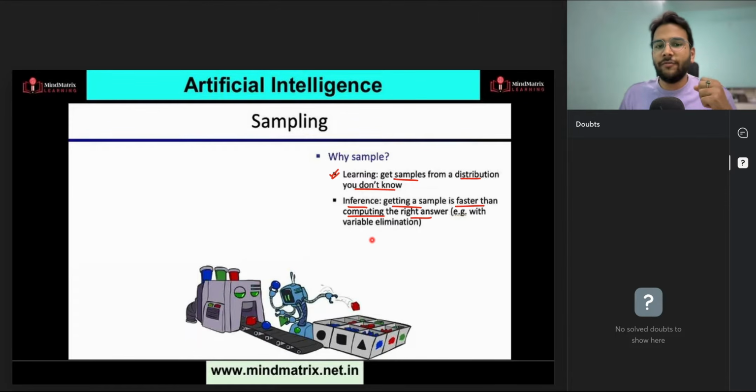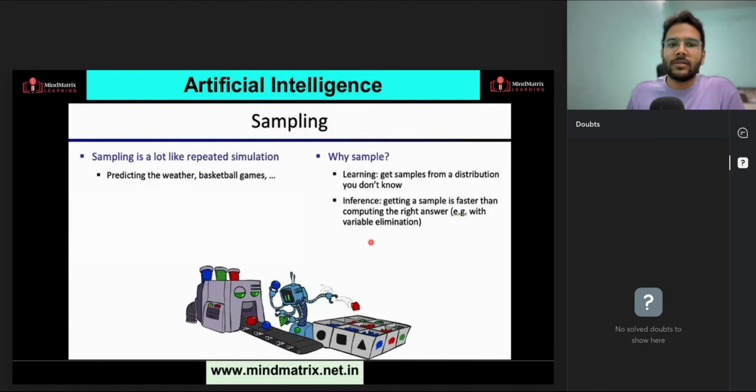When we are making the approximate inference by getting a sample, that is faster as compared to getting the exact answer. For example, in case of variable elimination we have seen, right? If you compare these two approaches, obviously you will be getting the approximate answer, not the exact answer, but from that approximate answer you can make some inference of the entire distribution. Yes or no? So this is why we do sampling.